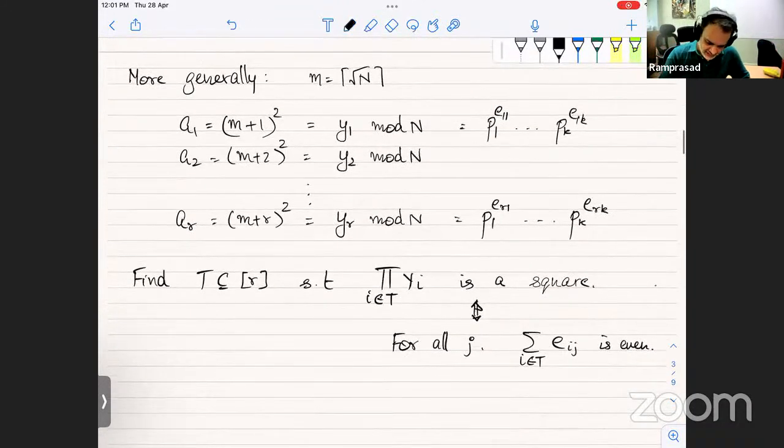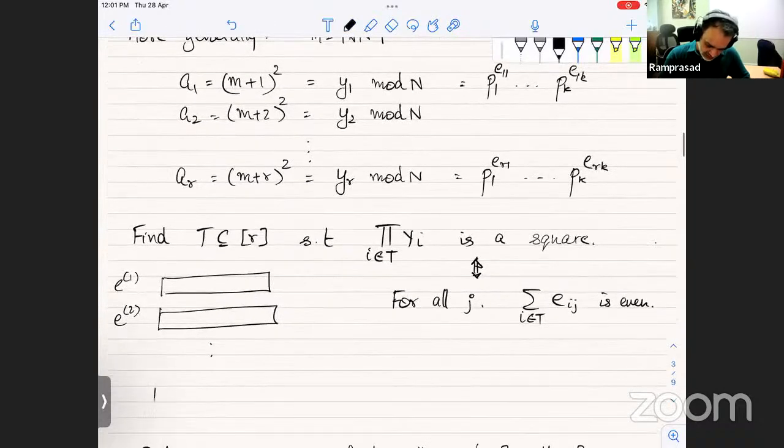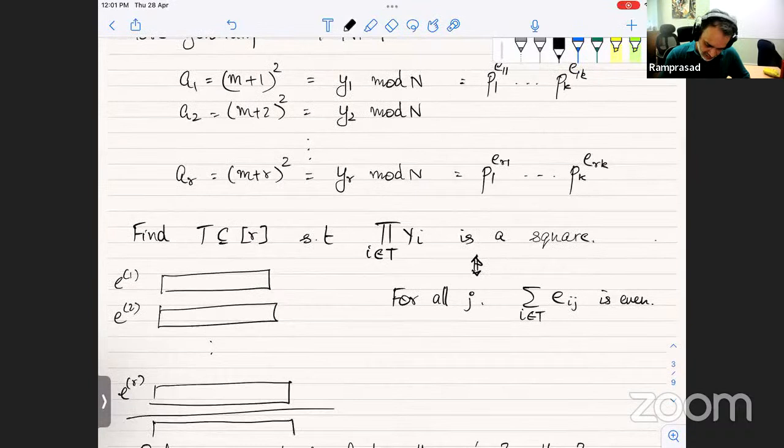Okay, so how are we going to do this? So we're just going to write down all the exponent vectors. This is the exponent vector for y1, this is the exponent vector for y2, and this is the exponent vector for yr. Okay, and we are hoping for some sum of these things such that all of the coordinates happen to be even numbers. Now, if I give you these vectors e1, e2 till er, how do you find such a combination? So I'll give you one additional thing. Suppose this r was bigger than k. That is, there are more rows than the number of coordinates.